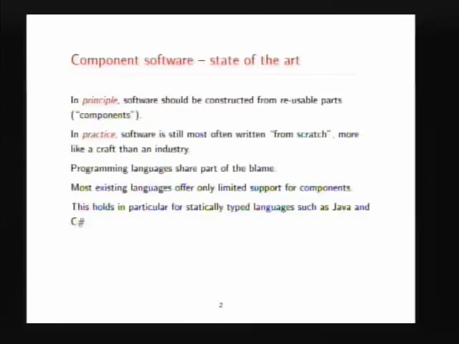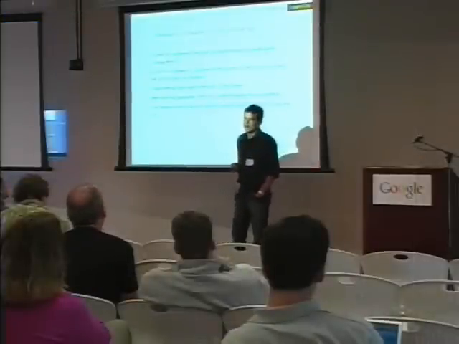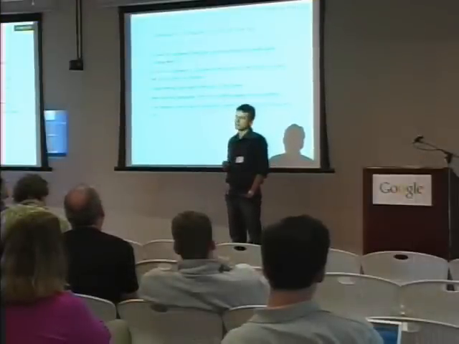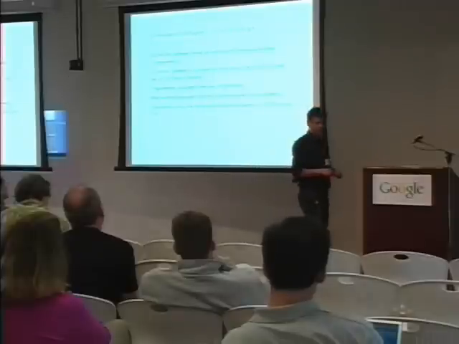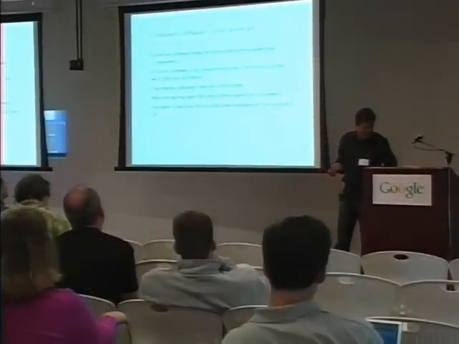And because I'm a programming language person, I have to look at programming languages. Programming languages share at least part of the blame, I believe, because most existing languages offer only very limited support of components. And ironically, this holds in particular for the languages that have been pushed hardest as component languages, namely statically typed languages such as Java or C#. Things tend to be a bit better in dynamically typed languages such as Smalltalk, Python, or Ruby. They actually have more flexibility to do components than in static languages. So we'll see why that is in a minute.